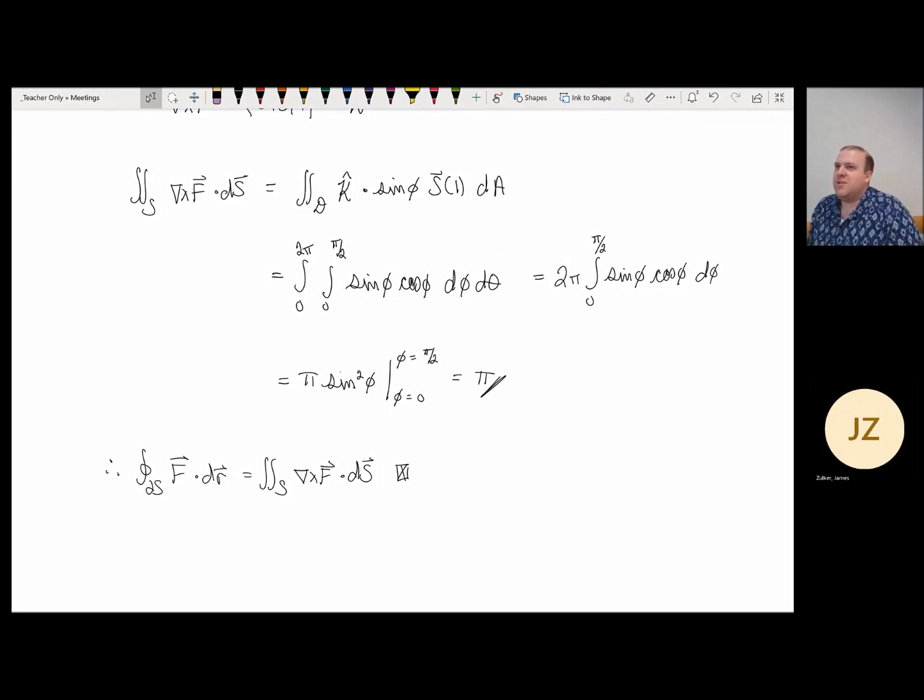Question is, how much further into Stokes' theorem do I want to get? Answer: not too far. Rename this D5 and 26.